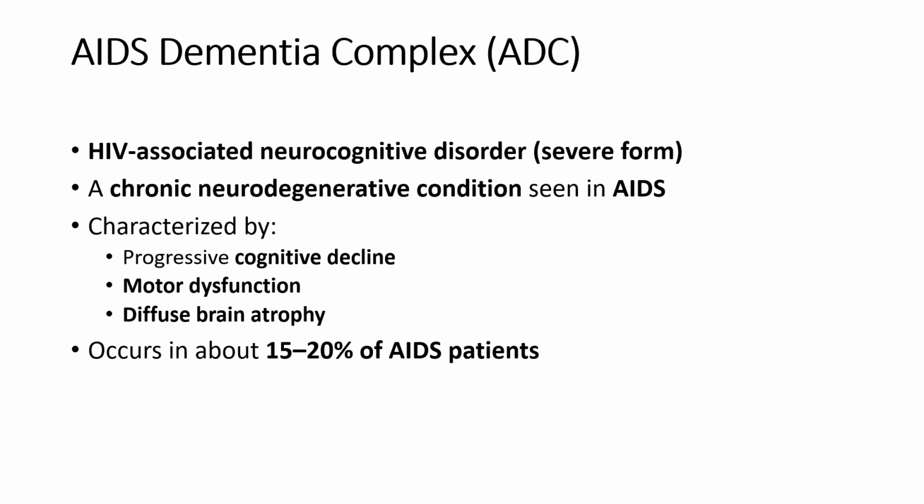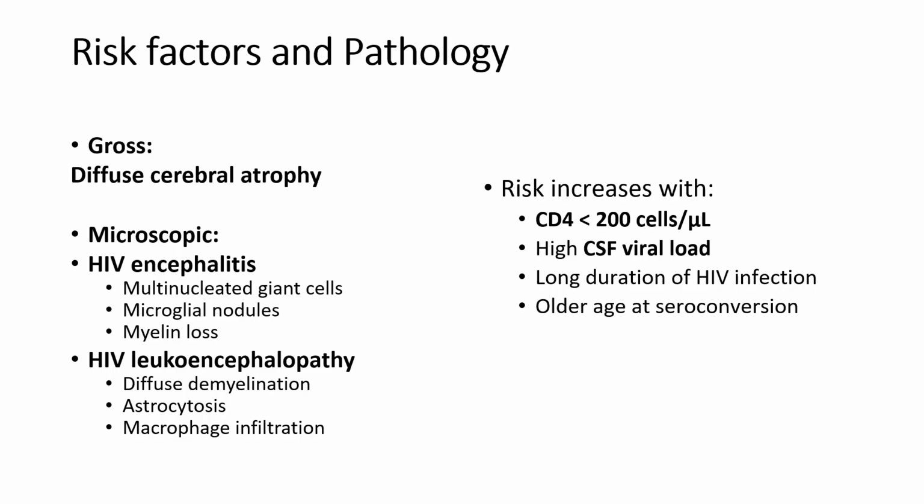Coming to the next topic, AIDS dementia complex. HIV associated neurocognitive disorder in severe form presents as AIDS dementia complex. It's a chronic neurodegenerative condition seen in the AIDS. It is characterized by progressive cognitive decline, motor dysfunction, and diffuse brain atrophy. It occurs in 15 to 20% of the AIDS patients. Risk factors and the pathology.